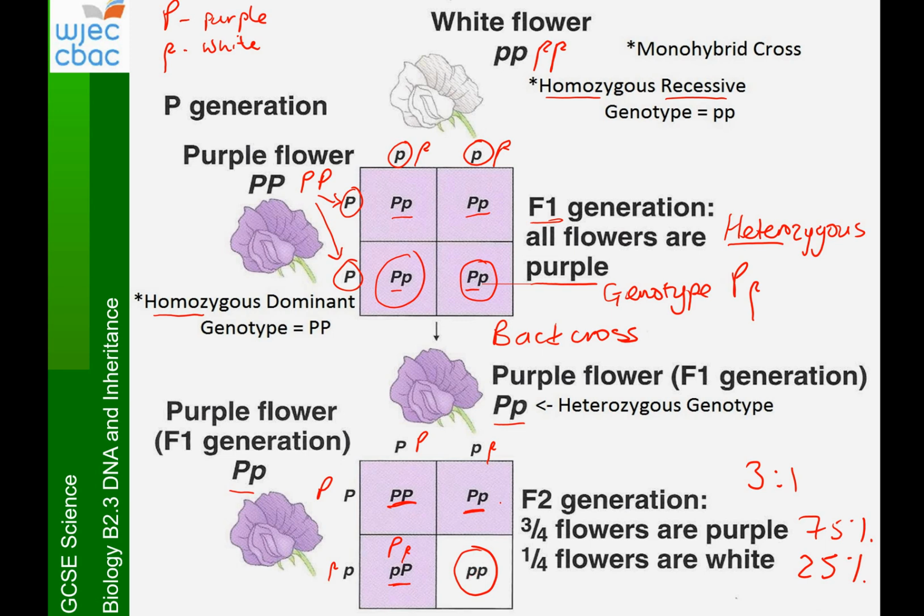So in order for them to be white, both parents would have to be carrying a recessive copy of the allele. In other words, they were heterozygous. They had one of each type. And this flower happened to inherit both recessive copies.